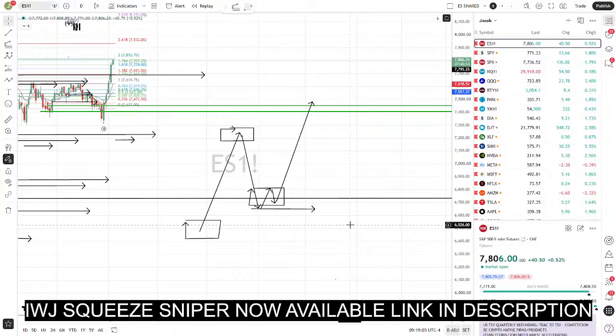The institutions control the market because they have all the money, and they just constantly run traps at highs and lows so that they can get liquidity to push the market in the direction they want it to go. And what we do is we try to identify those traps and that liquidity so that we can be on the right side of the money.